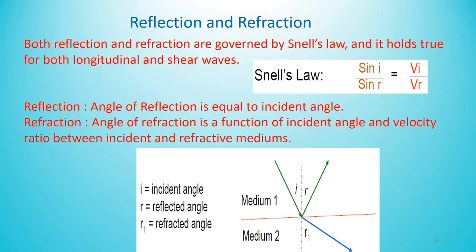Snell's law is sine of the incident angle over sine of the refracted angle, equal to the ratio of velocities in the incident and refracted medium. So for reflection, the angle of reflection is equal to the angle of incidence. You can say R1 instead of R. For refraction, the angle of refraction is a function of the incident angle and the velocity ratio between the incident and refractive mediums.